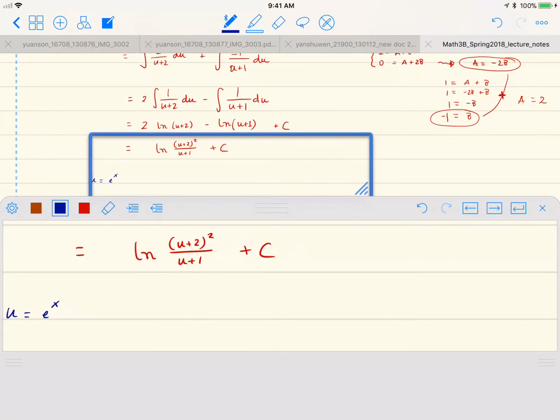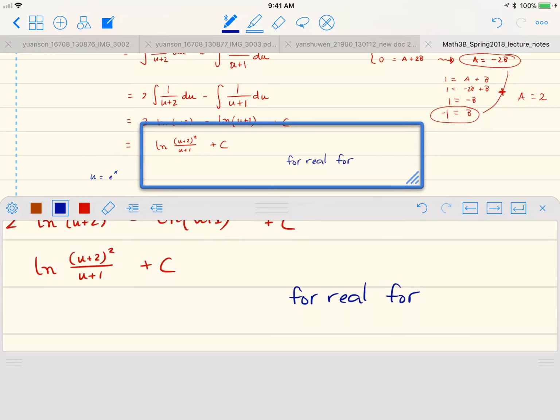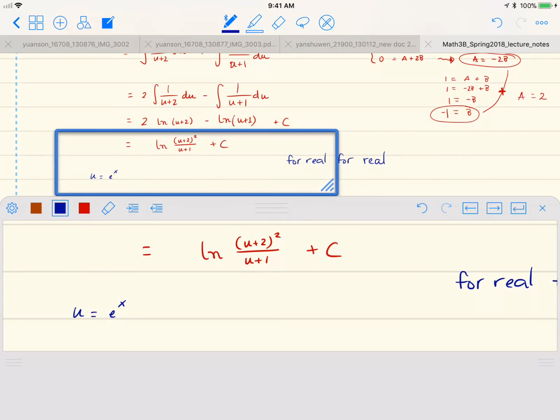So my overall for real answer, I don't know if you all say that. You can say, oh, for real? That's what we used to say when I was a child, right? So it's a Southern thing.